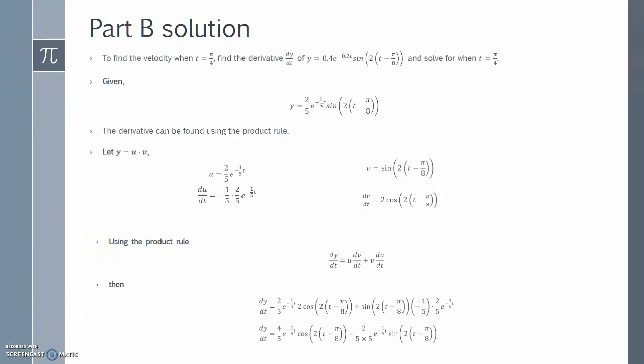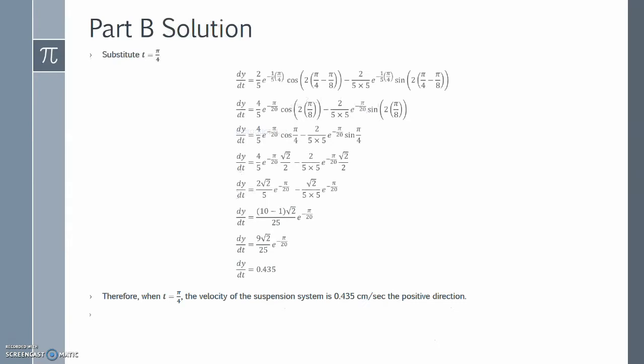To solve B algebraically, we need to take the derivative of the function using the product rule, and then we need to substitute in the value t equals pi over 4. Jumping to the answer, we see that dy/dt equals 0.435. We need to interpret this number in terms of how the question was posed. Therefore, we say that when t equals pi over 4, the velocity of the suspension system equals 0.435 centimeters per second in the positive direction. The positive direction means that the velocity is up.